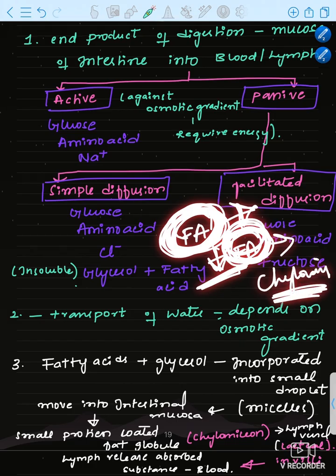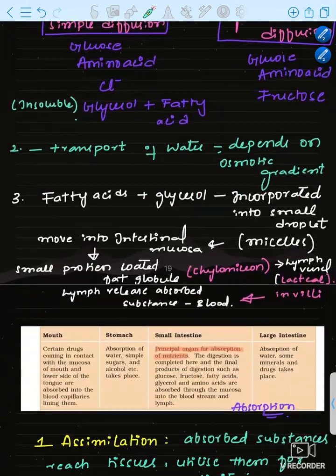Now this chylomicron: in the small intestine, villi are present, right? And in the villi a lacteal is there. So chylomicron will directly be absorbed into the lacteal. Through the lacteals it will be released into the blood. That's it. This is what it is.